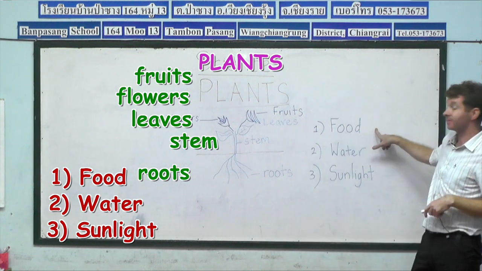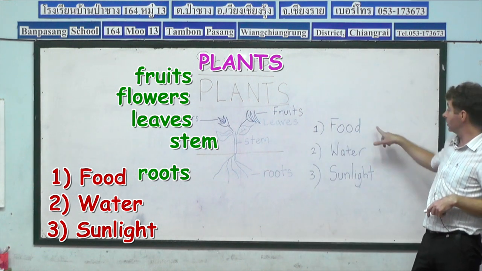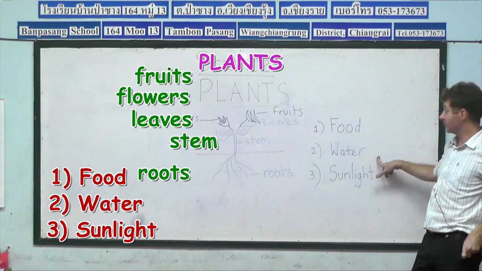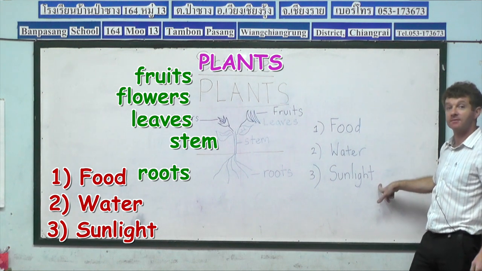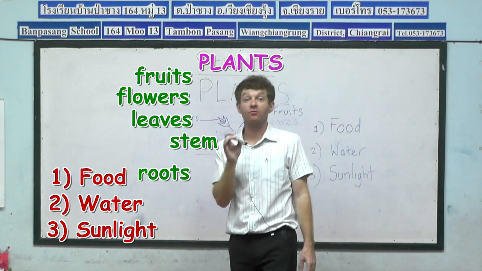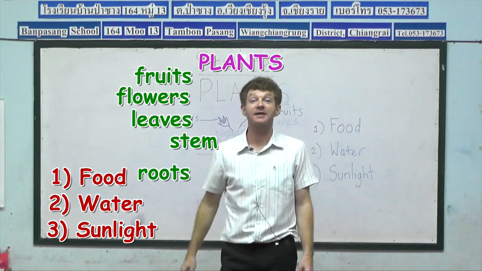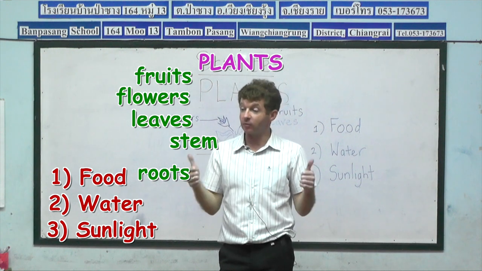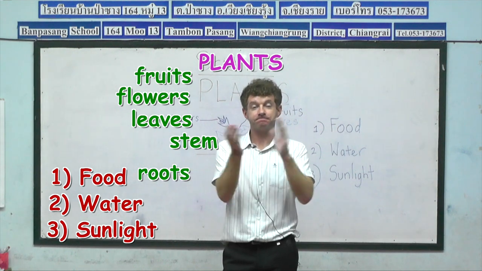So because a plant is a living thing, similar to us, we're living things too. And we need food, water, and sunlight. And without those three things, living things such as plants and humans cannot survive. So well done, guys. That was very well remembered.